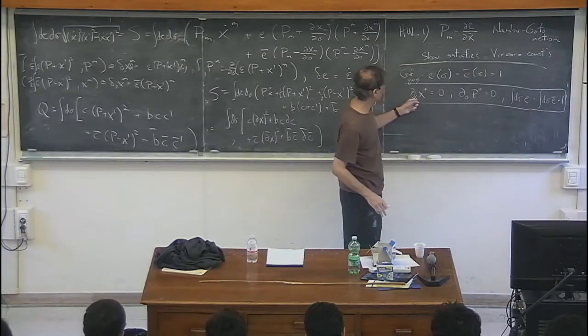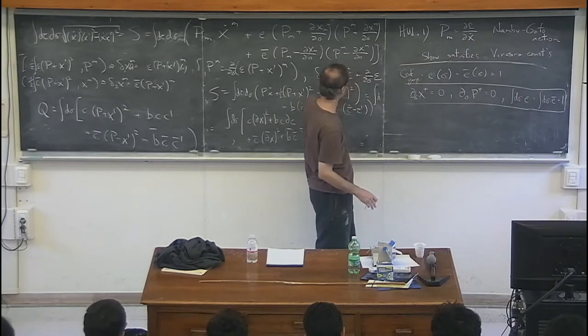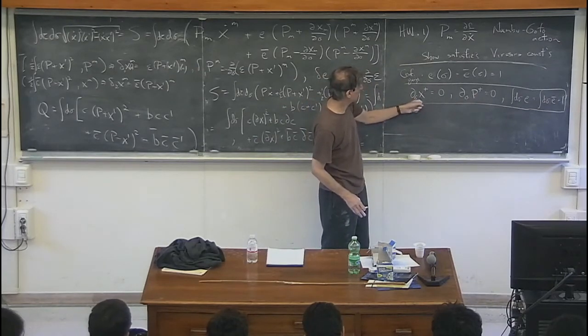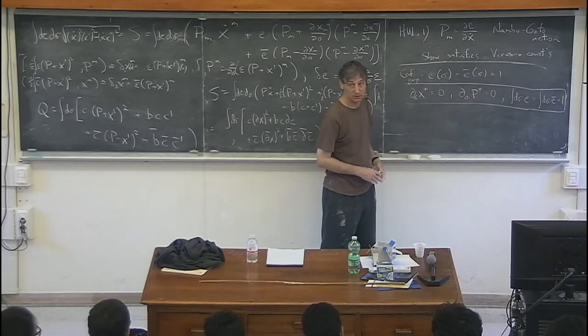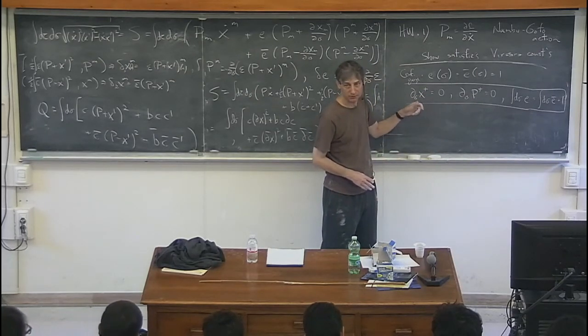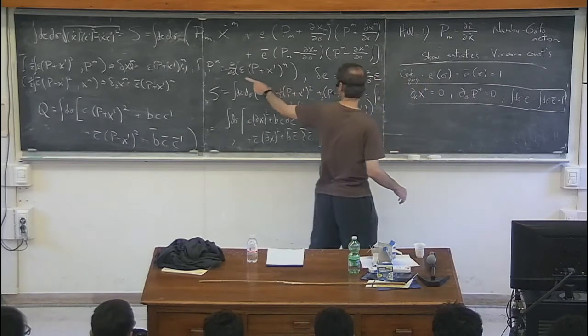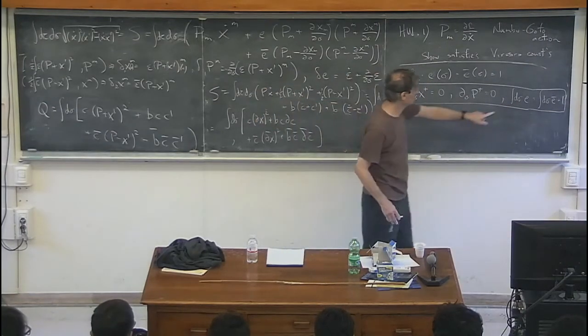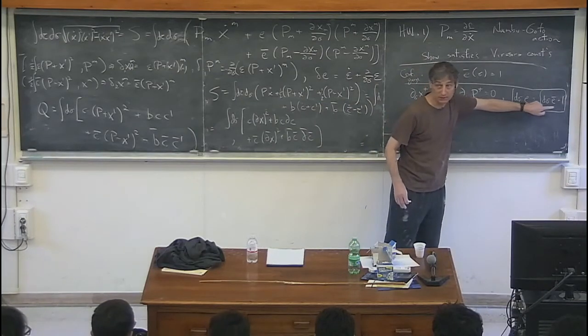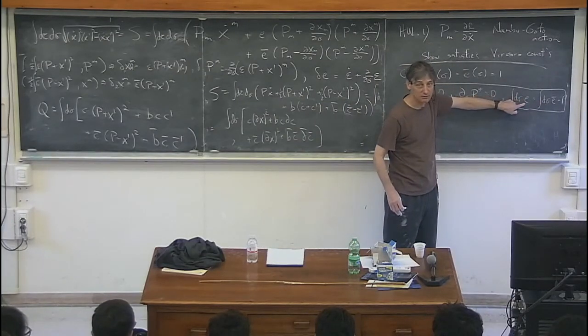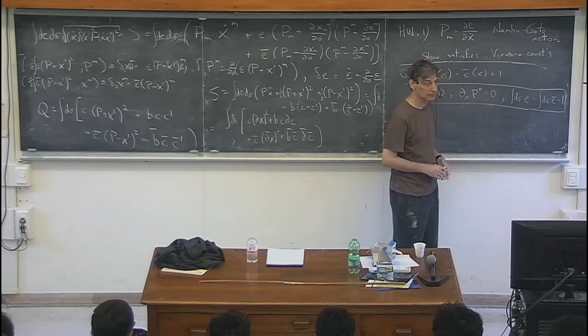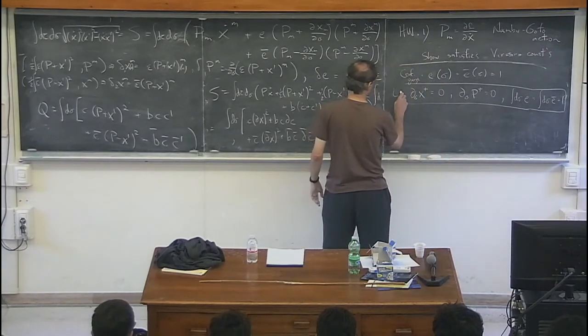So the sigma dependent components of epsilon, epsilon bar, we used to gauge away the sigma dependent components of X plus and P plus. So we still have the sigma independent component, right, which is just a zero mode. And the zero modes of epsilon and epsilon bar, we're going to use to gauge away the zero modes of E and E bar, okay? Is it clear? So this is what's called light cone gauge.